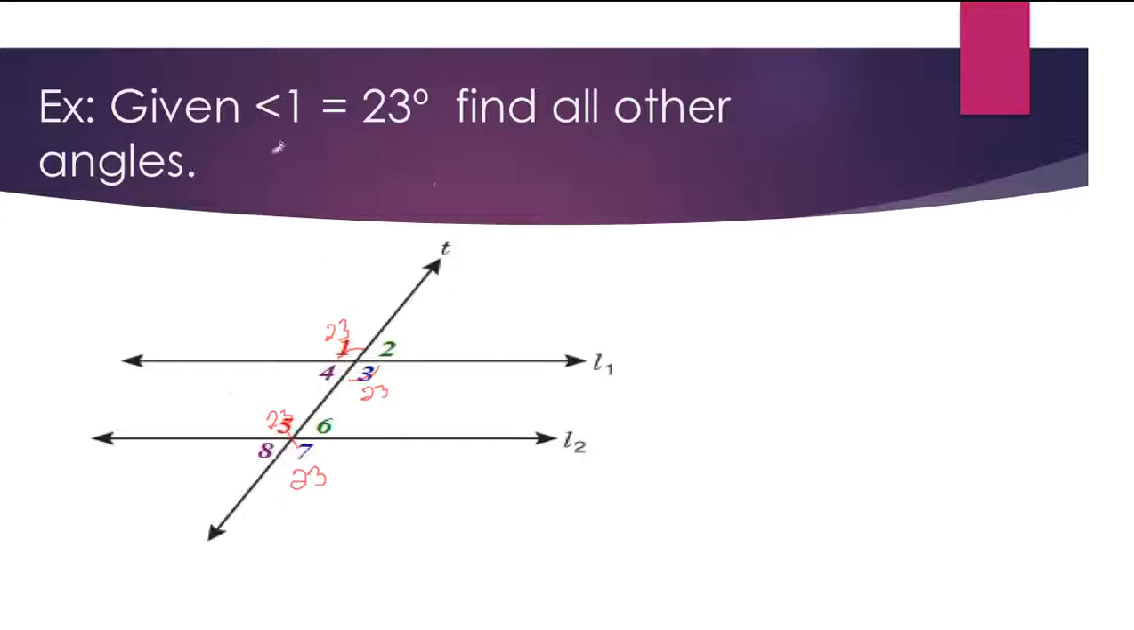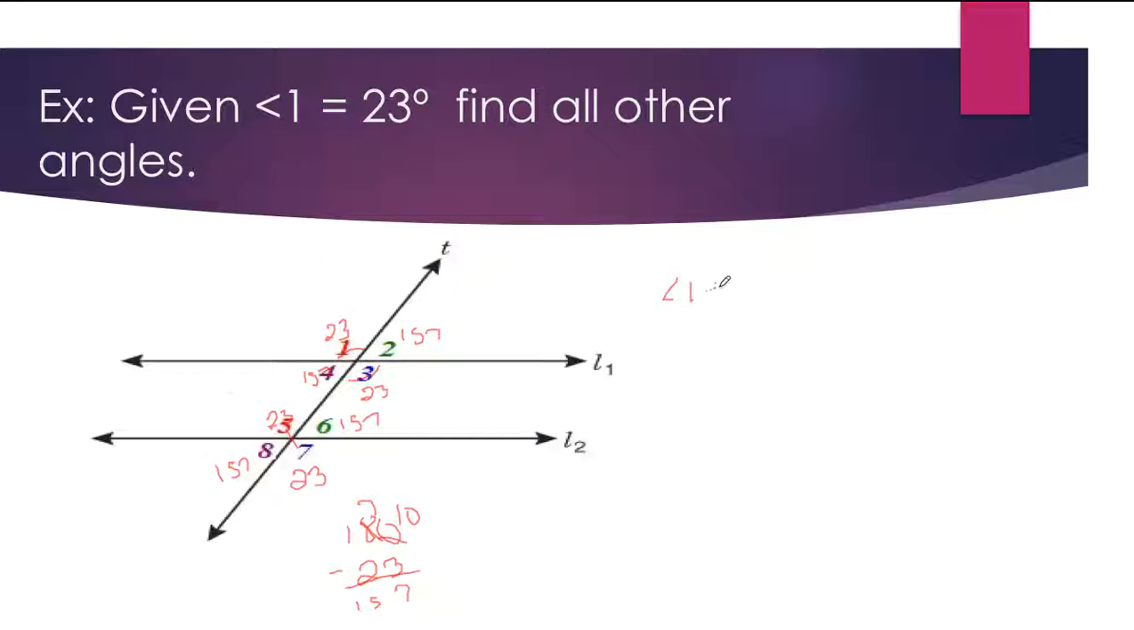So then if you take 180 minus 23, that gives 157, right? So therefore this is 157. And if this is 157, this is 157. And then alternate interior says this is 157. And then vertical says this is 157. So now I have filled in all the rest of the angles and I can label this over here.